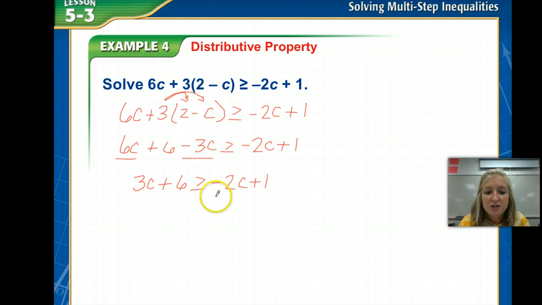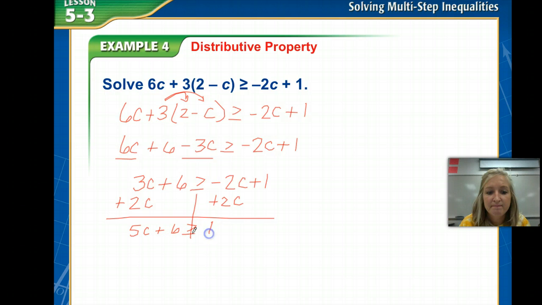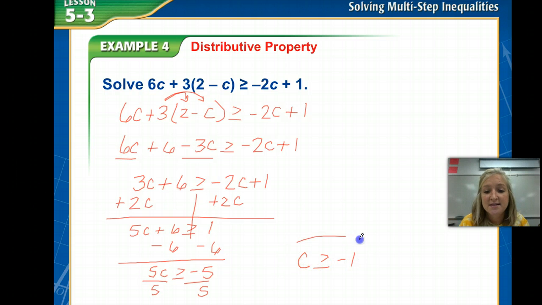Let's see. The first thing I'm going to do is to add 2c to both sides. I'm left with 5c plus 6 is greater than or equal to 1. And now I'm going to subtract the 6 from both sides. And I get 5c is greater than or equal to negative 5. Divide both sides by 5. And because I divided by a positive 5, my inequality symbol stays the same. And my answer is c is greater than or equal to negative 1.